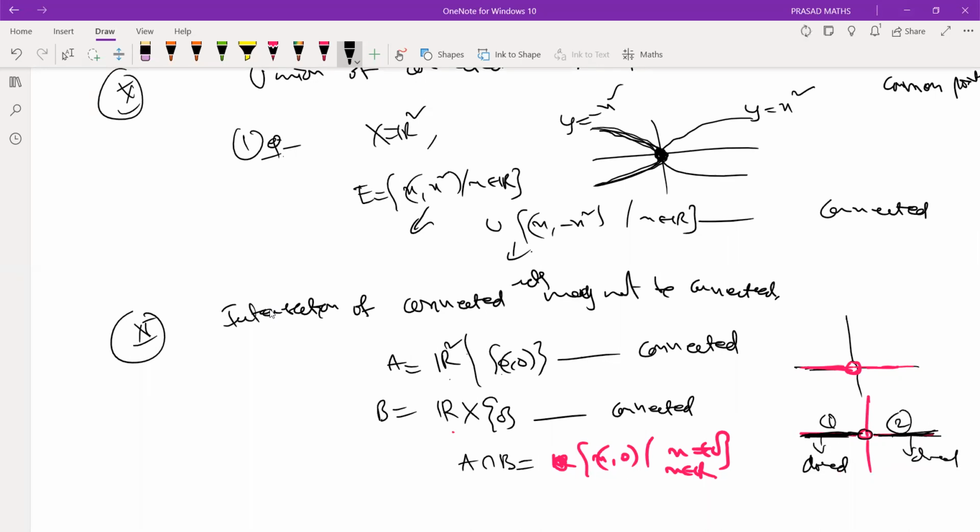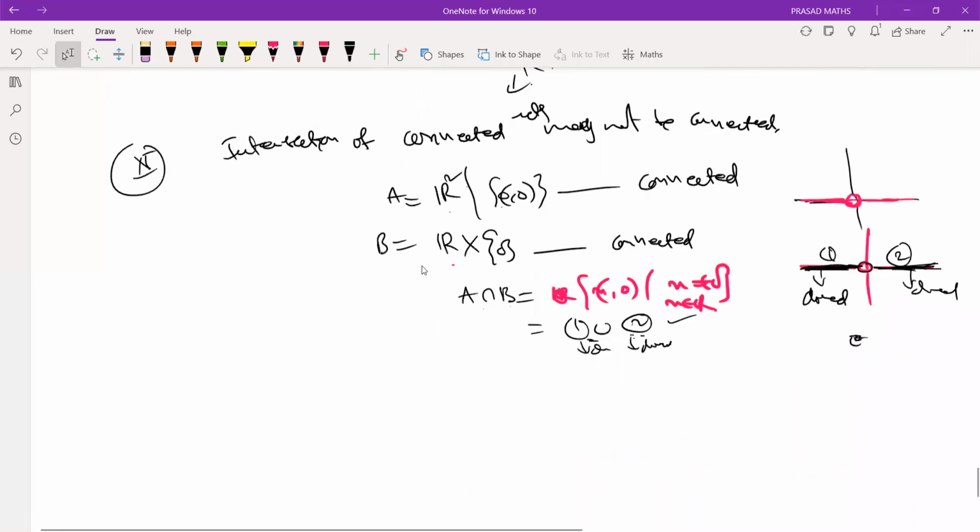So the intersection of two, this can be written as, suppose you take this E, A intersection can be written as 1 union 2. Therefore 1 is closed, 2 is closed, they are non-empty, they are disjoint. Therefore A intersection B can be written as the union of two non-empty disjoint closed sets. Therefore A intersection B is disconnected, by definition. Is it clear? Yes.